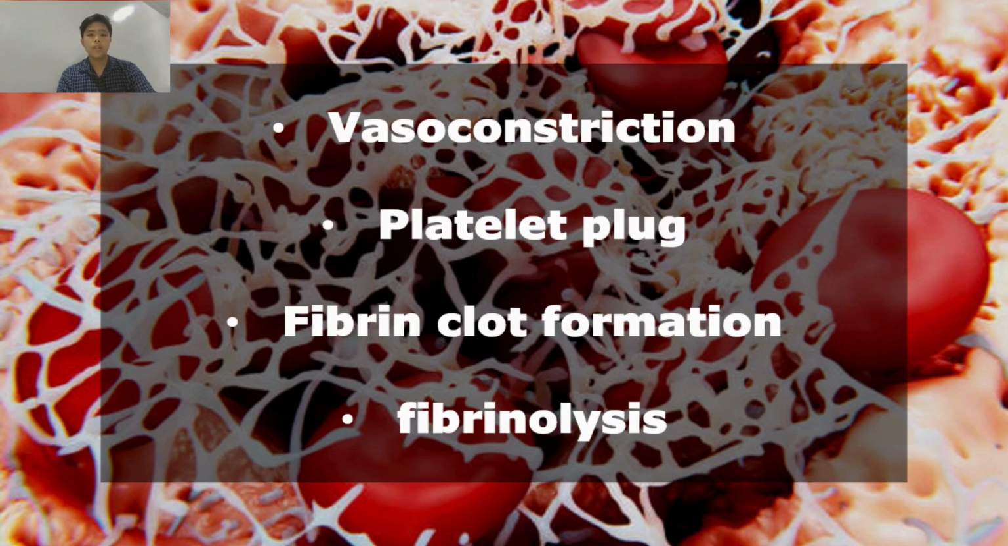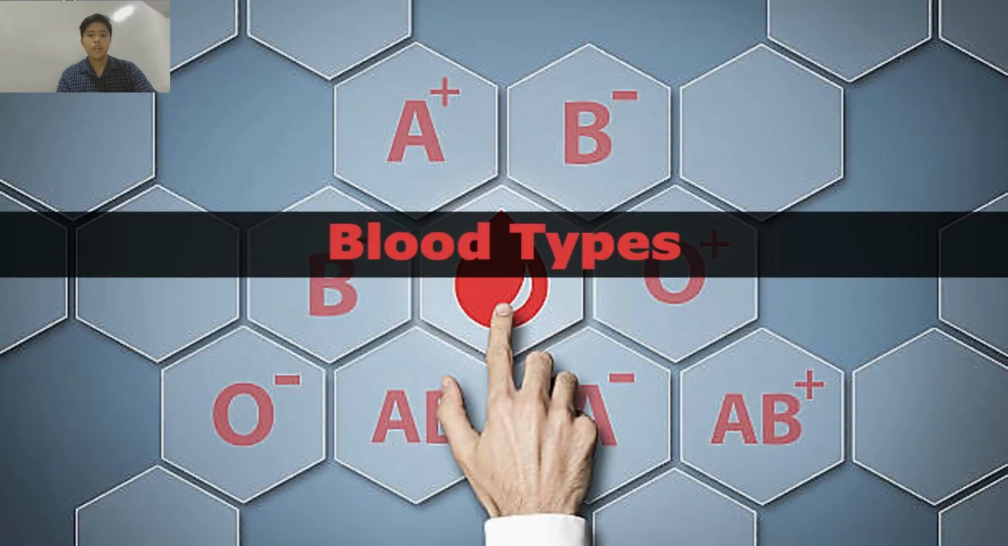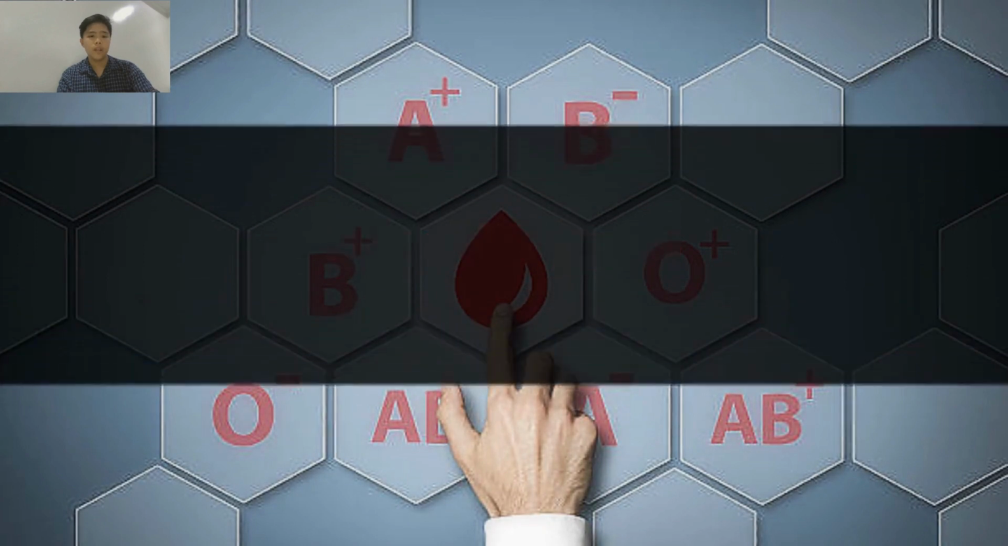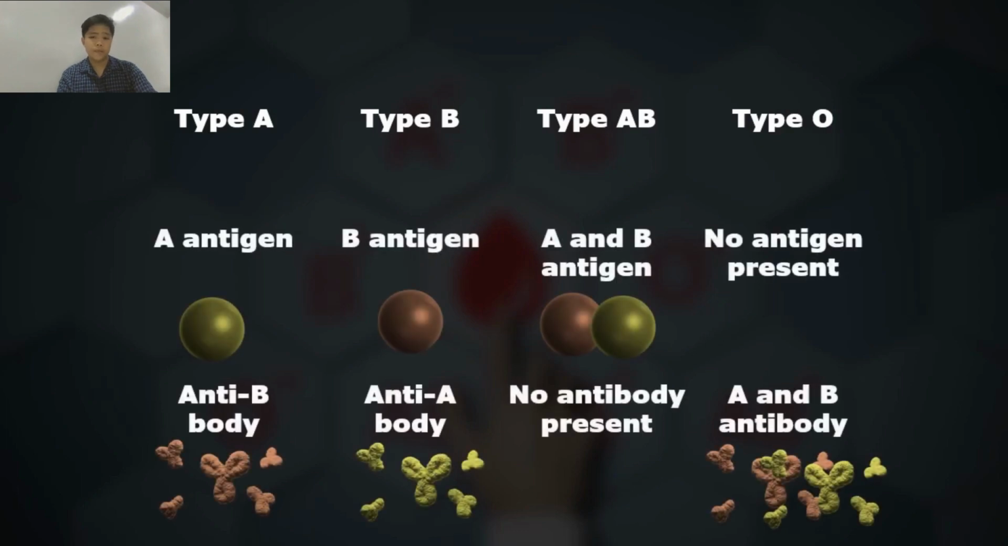Now we go on to the blood types. Each individual has different blood types, so that is why we cannot simply get random blood from somebody and expect that nothing will happen to us. So there are four main types of blood. These are type A, type B, type AB, and O. And here's the chart of their antigens and antibodies.